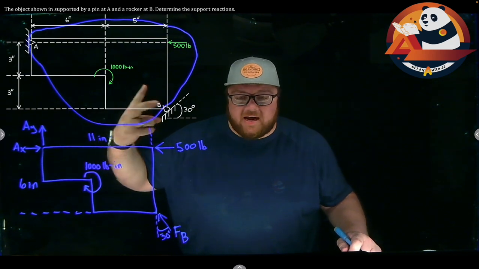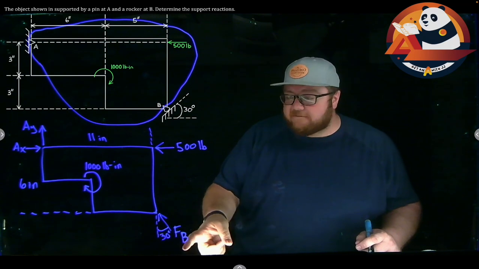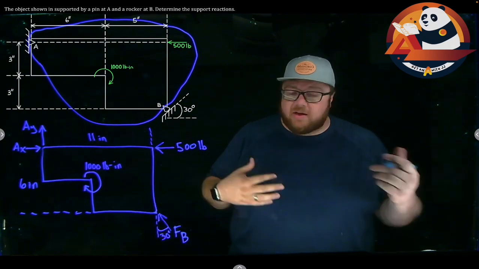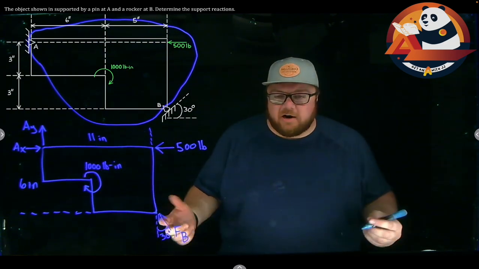I'd eliminate AX and AY. FB would be my only unknown. If I can find FB, then I could sum force in the X and the Y. With FB being known, I'd only have one unknown in each of those equations. So let's do moments here at A to start out our problem.